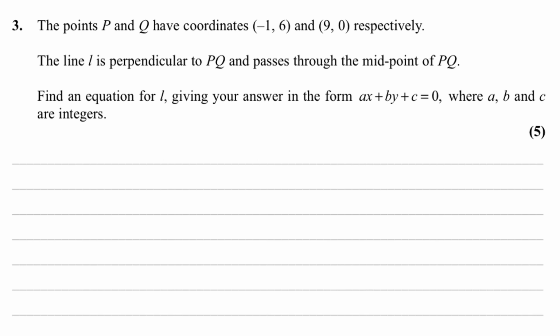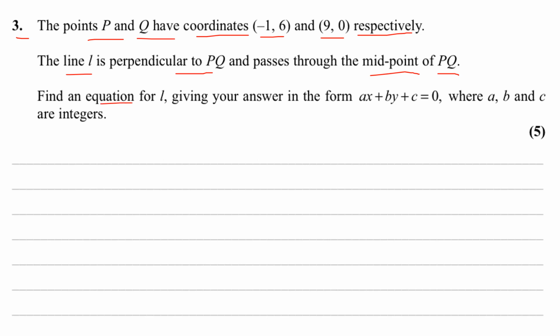Okay, folks, let's look at this AS pure mathematics coordinate geometry problem. So, equations of straight lines. Number 3, taken from an AS pure maths past paper for the Edexcel exam board. The points P and Q have coordinates (-1, 6) and (9, 0) respectively. Line L is perpendicular to PQ and passes through the midpoint of PQ. So L is a perpendicular bisector of P and Q.